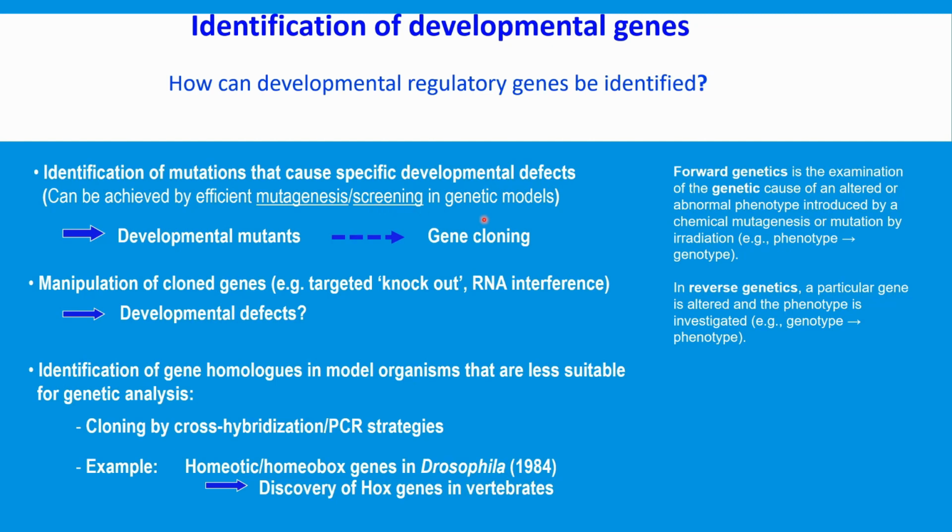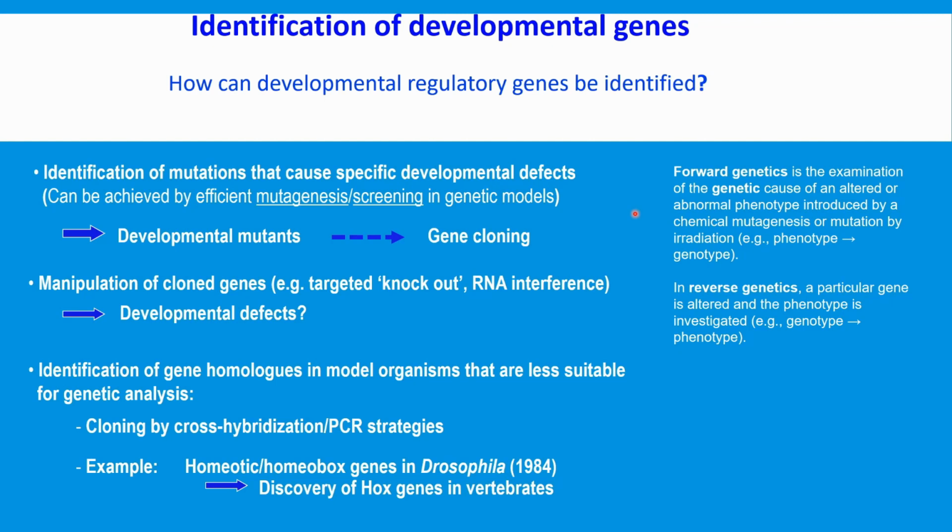And this has been done in genetic models. We identify the developmental mutants, and then we try and identify the gene responsible via a range of techniques. And this is referred to as forward genetics, the examination of the genetic cause of an altered or abnormal phenotype introduced by a chemical mutagenesis or mutation by irradiation. So yes, you can use X-rays also to generate breaks in the DNA, and some of those breaks will occur in genes, and then you map the breakpoint to identify the gene. And then you perform sequencing around that, and you get the sequence of the gene.